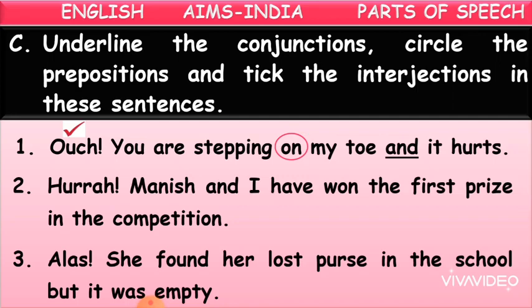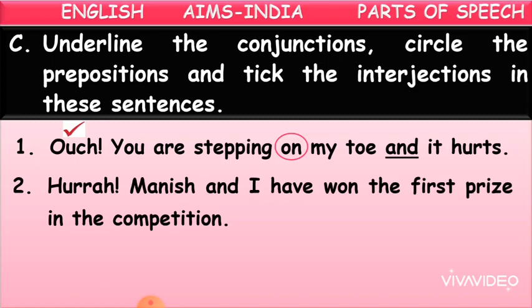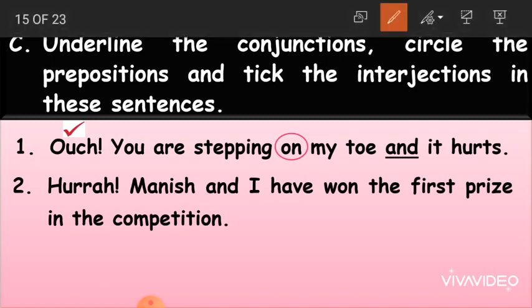On my toe. Here there are two nouns, you and my. Here we are having two persons, a noun and a pronoun. Okay. You are stepping on my toe and it hurts. So on becomes our preposition because it is telling the relationship between these two. And what is and? It is joining the sentence. That is why and becomes the conjunction. So, understood, children? Yeah, now we'll do the second one.